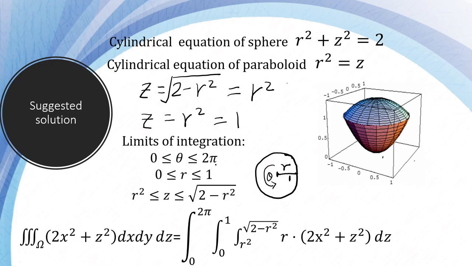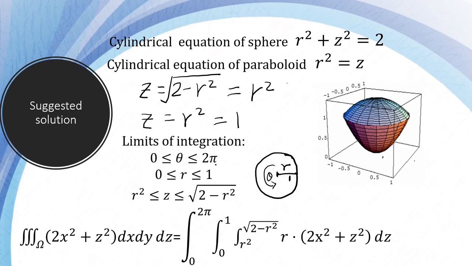Next, we need to find the intersection of the two surfaces. When they have the same z, they will intersect. In the sphere, z equals root of 2 minus r squared, and in the paraboloid, it's r squared. Solving this equation, we get z equals r squared equals 1. So in the intersection projection, we can see that the range of theta is from 0 to 2 pi, and r is from 0 to 1.